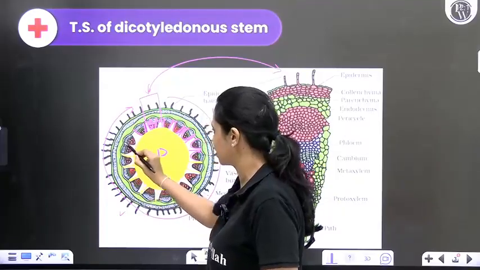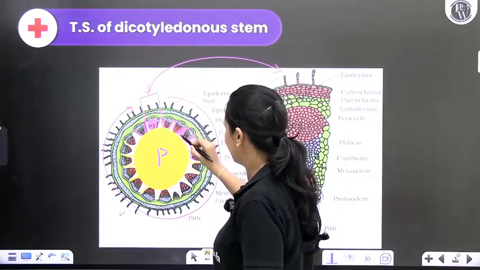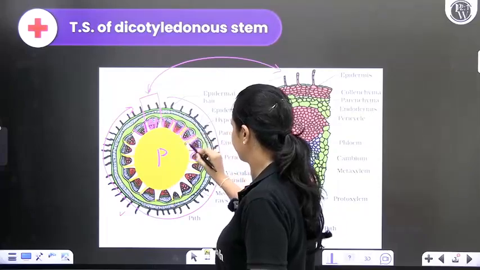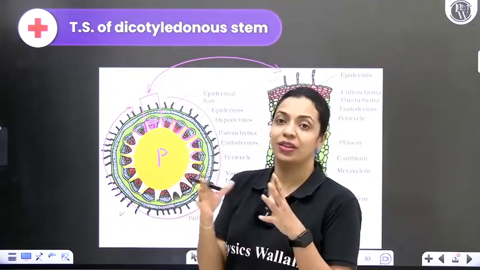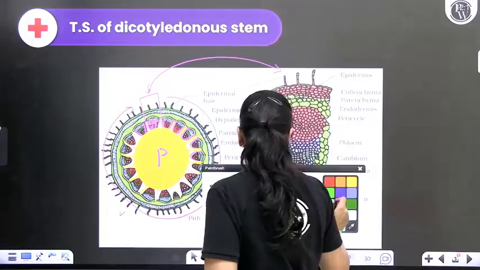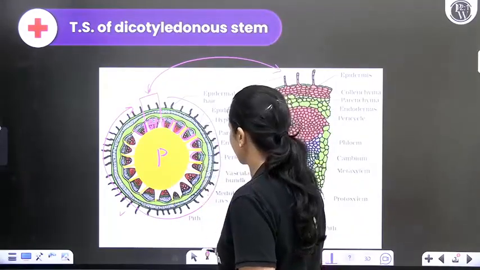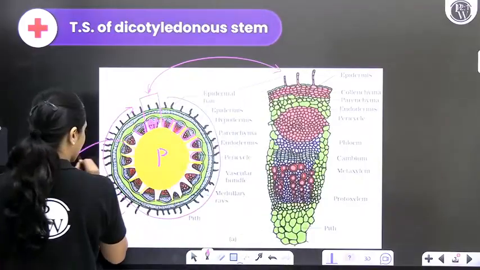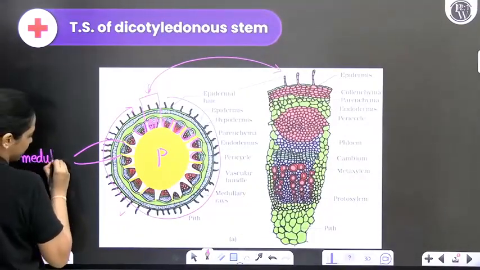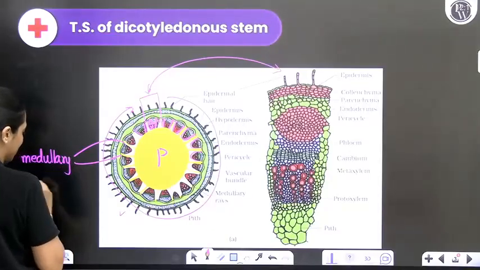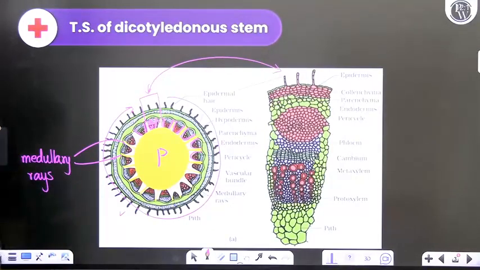Just like how we draw sun rays, no? It is radiating outward. So, whatever is radiating outward in between the vascular bundles, we call them medullary rays. The pith and medullary rays are both parenchymatous in nature.